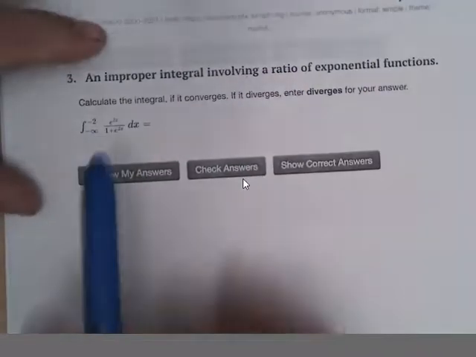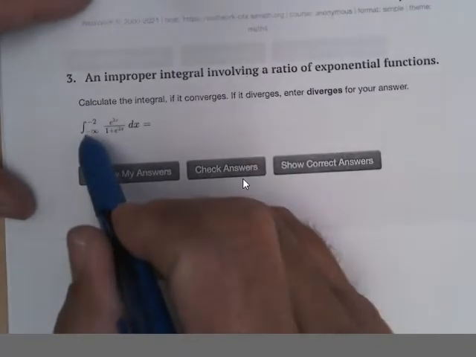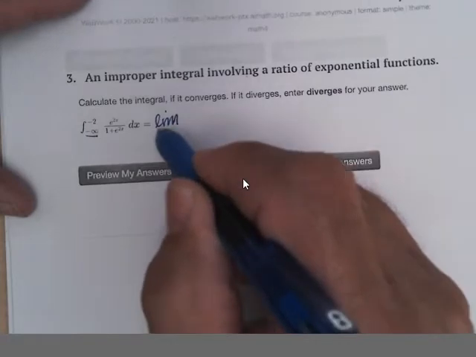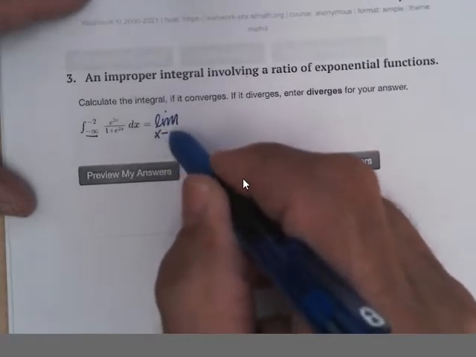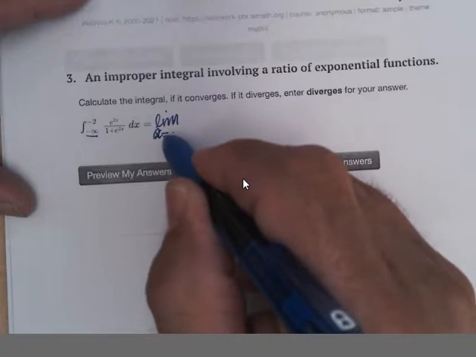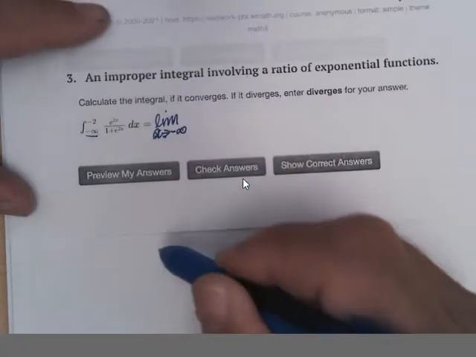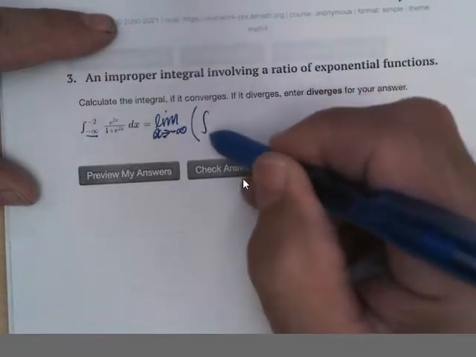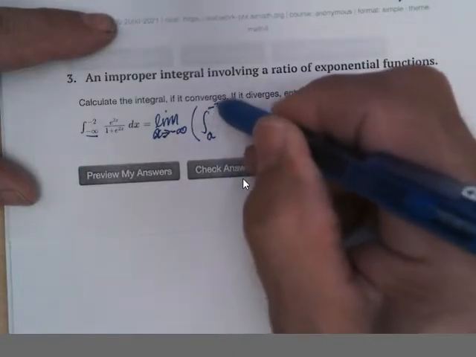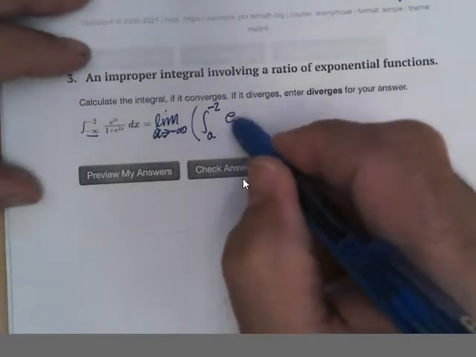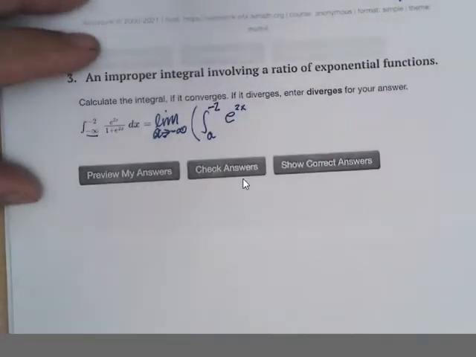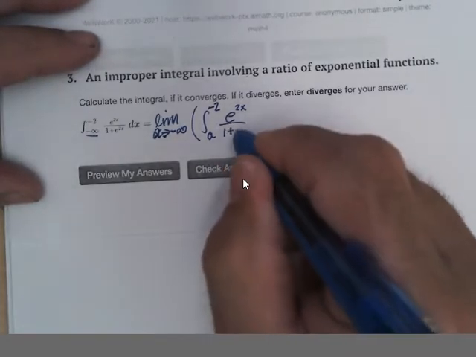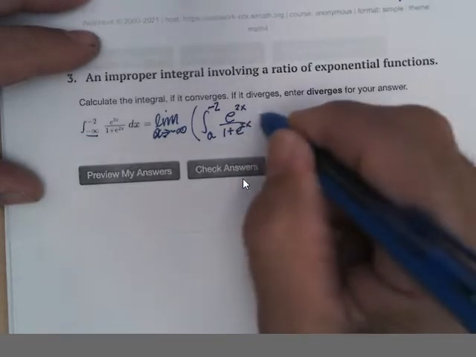So, do we have an improper integral here? Yeah, I think we have a problem with going to negative infinity. So we're going to have the limit as a approaches negative infinity of the integral from a to negative 2 of e to the 2x over 1 plus e to the 2x dx.